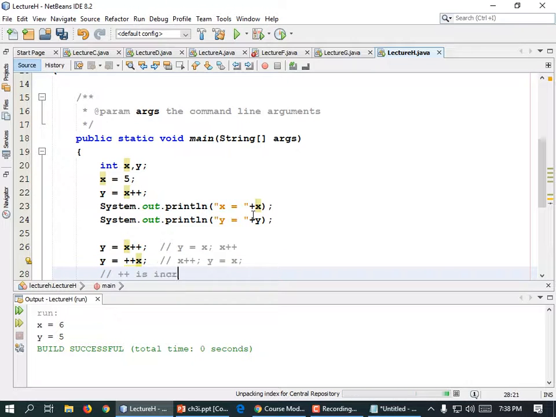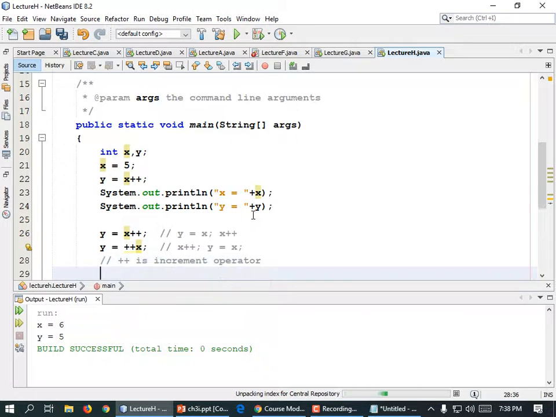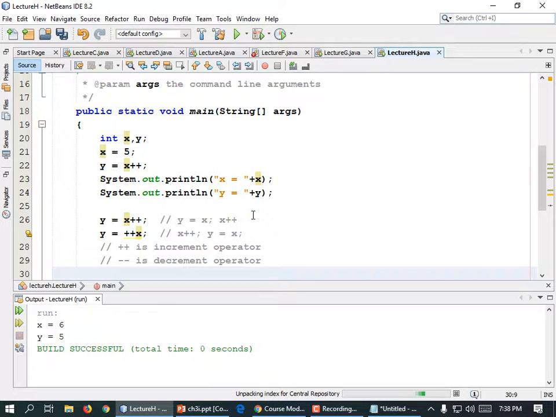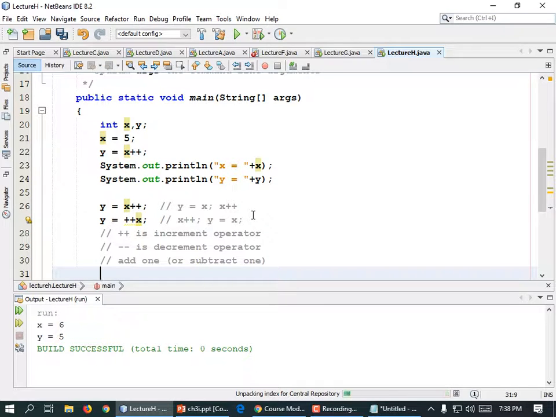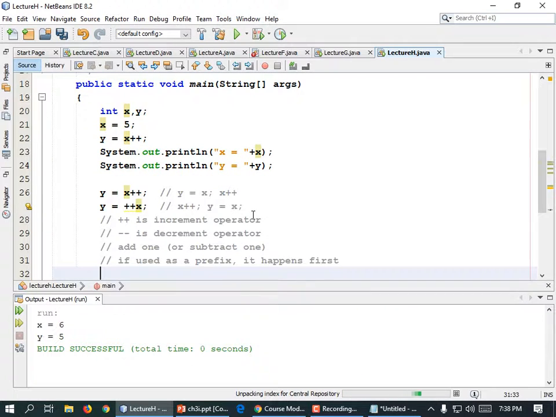That's the increment operator. -- is the decrement. Just means add 1 or subtract 1. If used as a prefix, it happens first. If used as a suffix, it happens after everything else.